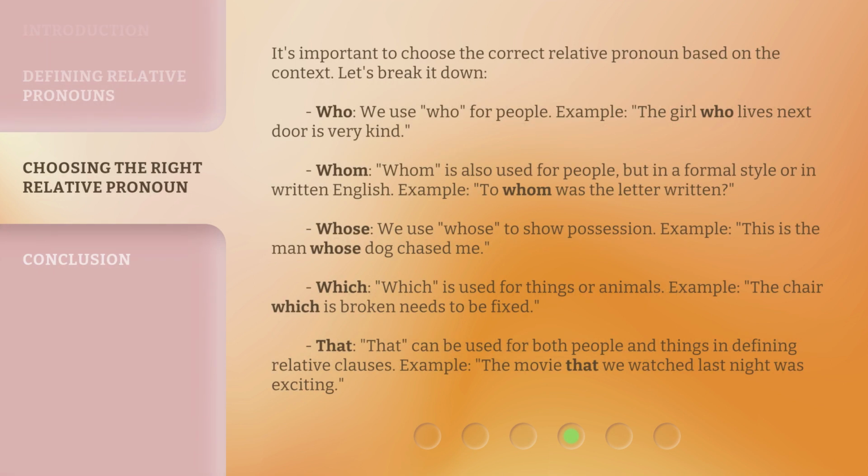It's important to choose the correct relative pronoun based on the context. Let's break it down. Who, we use who for people. Example: the girl who lives next door is very kind. Whom is also used for people, but in a formal style or in written English. Example: to whom was the letter written?